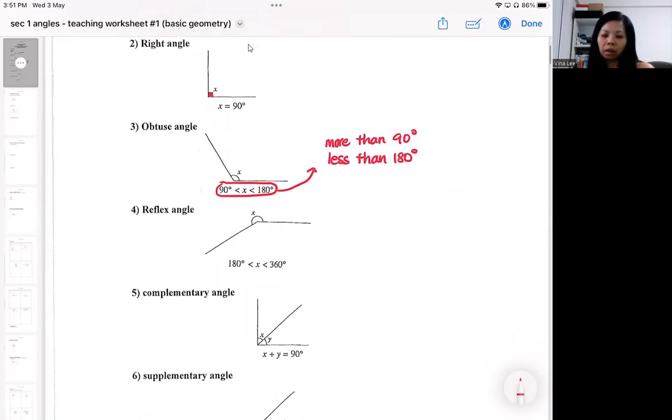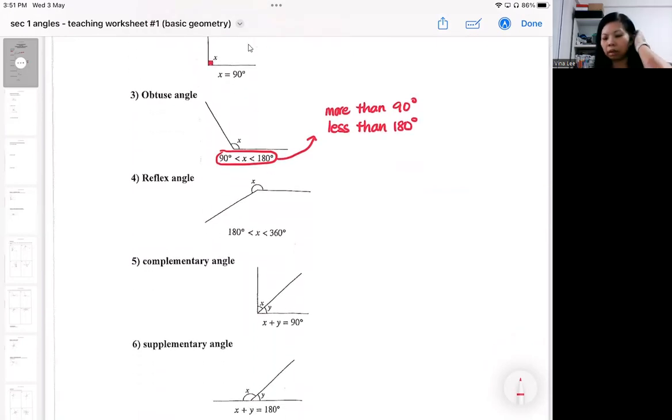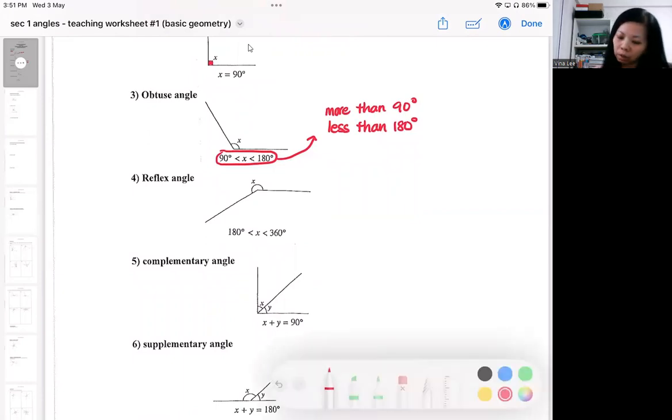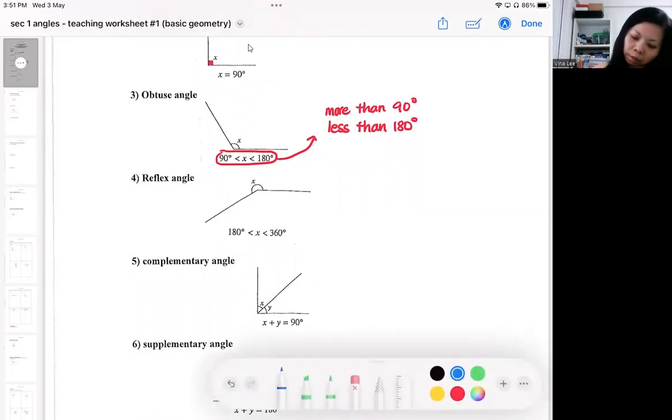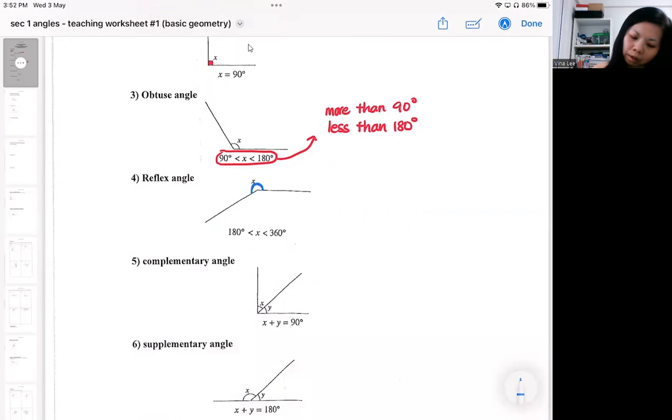Another one that we seldom use is what we call the reflex angle. If you realize, a reflex angle looks so big that it's really not measurable by your protractor, because your protractor only covers 180 degrees maximum. In the reflex angle, the idea is that the angle is more than 180 and less than 360.